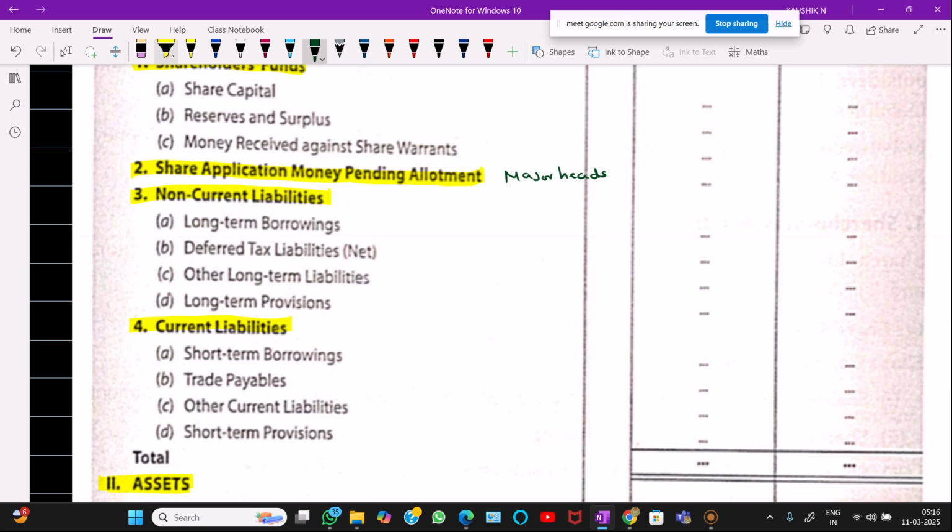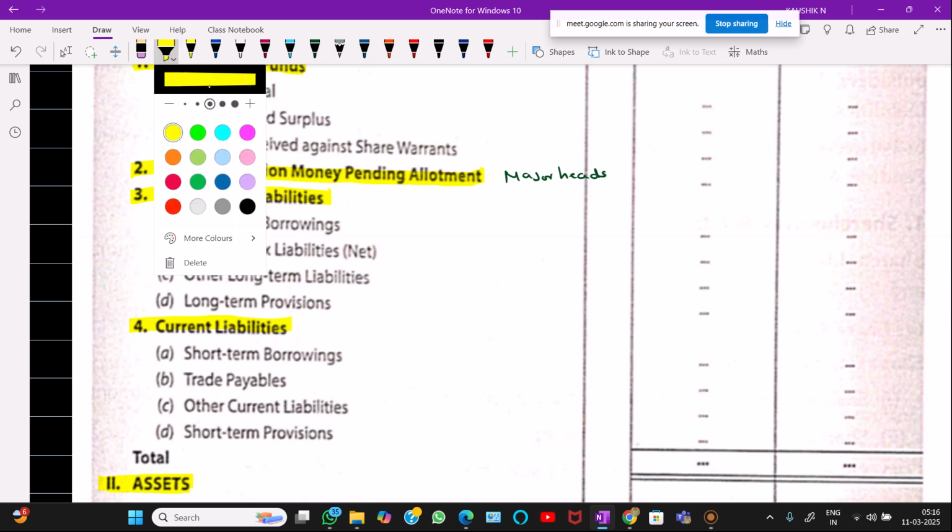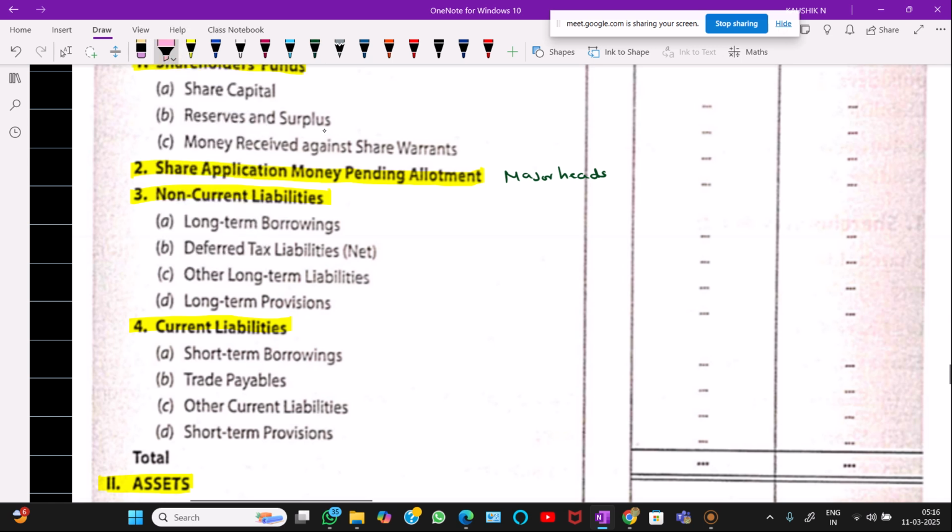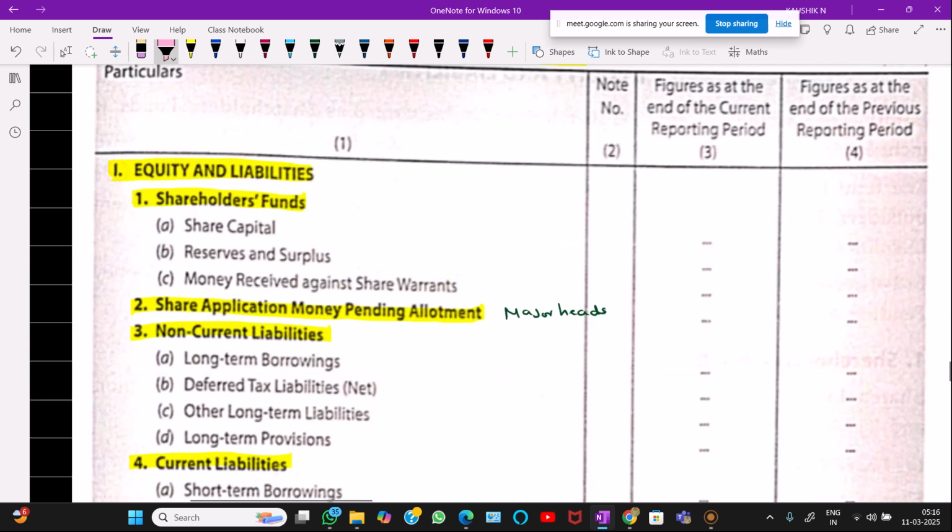Now I am going to change the color. I am going to highlight a few items in pink. Those are called subheads. And remember, here also, money received against share warrants is not a subhead. It is a separate heading shown under the category of shareholders' funds, below reserves and surplus. But this alone you have to make very clear.